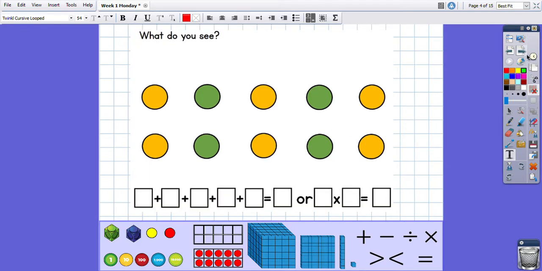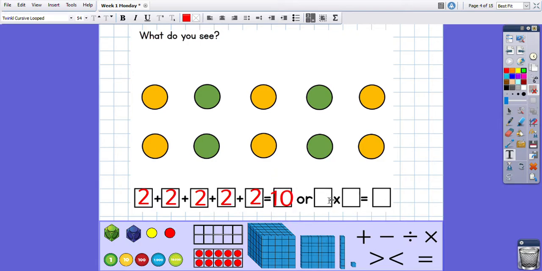What about these counters? I can see an addition and I can also see a multiplication. For the addition, I see 2, add 2, add 2, add 2, add 2, which gives me 2, 4, 6, 8, 10, practicing my 2 times tables there.